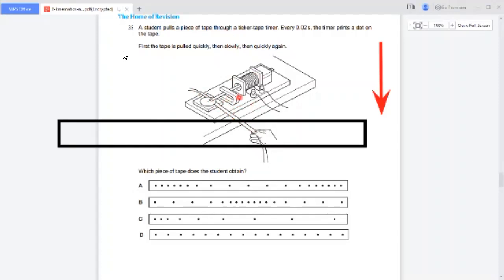Here is a ticker tape timer. Every 0.02 seconds the timer prints a dot on the tape. You can see these are dots, this is a tape, and after every 0.02 seconds there would be a dot printed on it. First the tape is pulled quickly, then slowly, then quickly again. So there are three different stages.